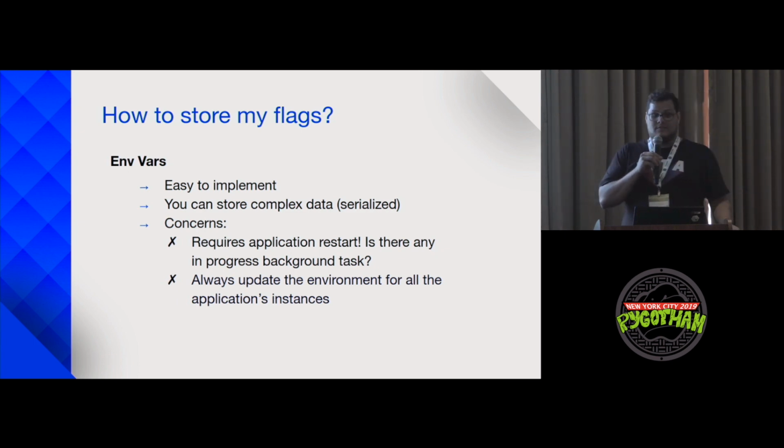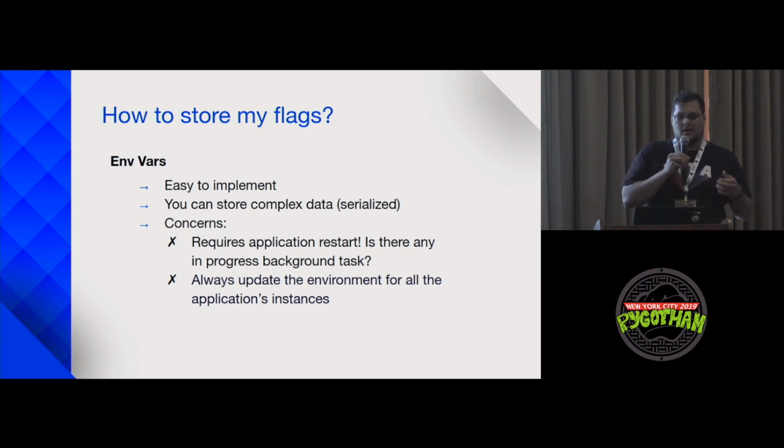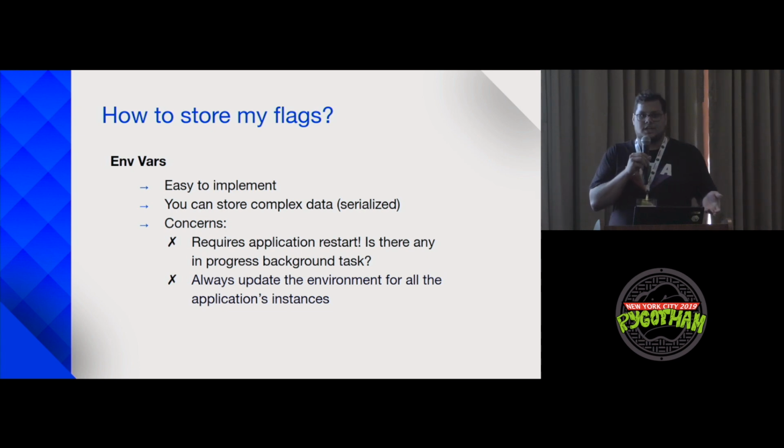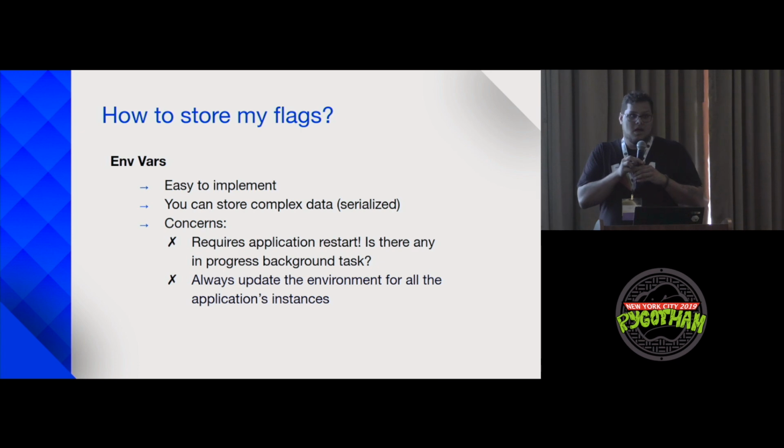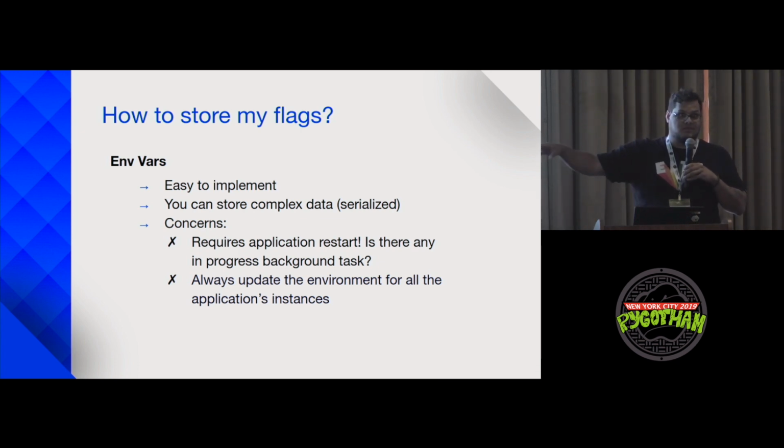The other option is to use env vars. It's also very easy to implement. You can store complex data as well, serialized, of course. And the concern is that you need to restart your application anytime that you change the value of the env vars. So you have to be concerned, for instance, if you have a lot of server instances for your product, you have to worry about updating all of them. If you don't have an automatic process for that, you have to be very careful, because some instances can be outdated with the old value for the flag, and you turn your product inconsistent.